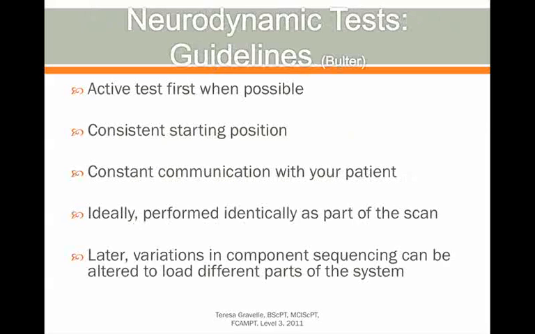Here are some guidelines when starting your neurodynamic tests. It is often good if you can do an active test first whenever possible. Then you will move on to your passive neurodynamic tests. Make sure you have a consistent starting position and constant communication with your patient. Ideally it should be performed identically on everyone as part of the scan, and then later on you can vary various components of the sequencing so that you can load different parts of the system.